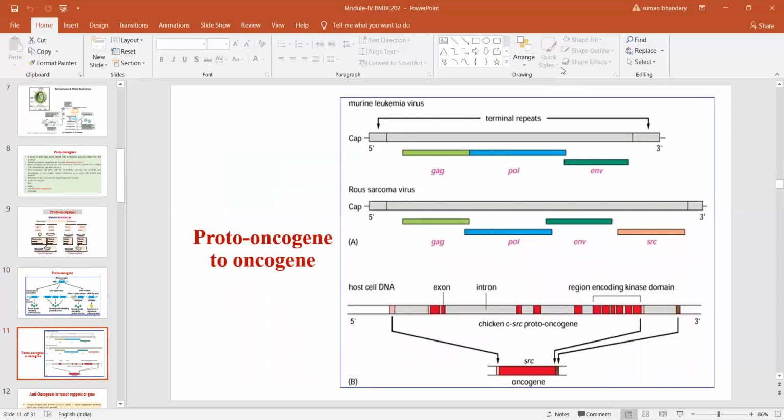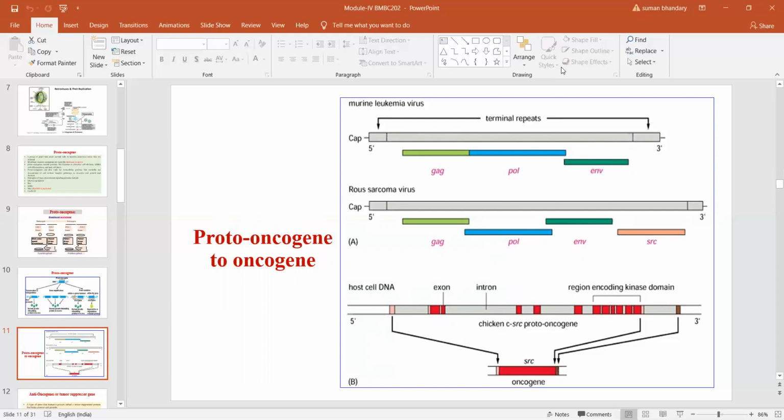So how is the proto-oncogene converted into an oncogene? Here, this is the 5' cap, this is the 3' poly-A tail of two different types of virus. In the first picture, this is a murine leukemia virus where three different genes are present, shown in green, blue, and deep green color. And in the second picture, you can see the nucleic acid of the sarcoma virus. Here, an extra gene is there. This is the SRC gene. This SRC gene is actually a proto-oncogene.